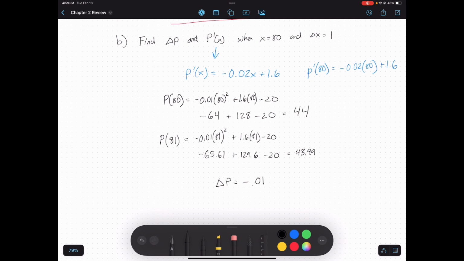Thus, my delta P is negative. How much did it go down by? By just 0.01, by 1/100th. And there's my delta P. Okay, and I guarantee you this P prime of 80 is going to be pretty close to your delta P, but the process of getting the two is very, very different.